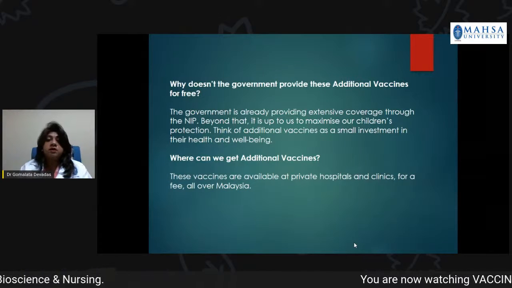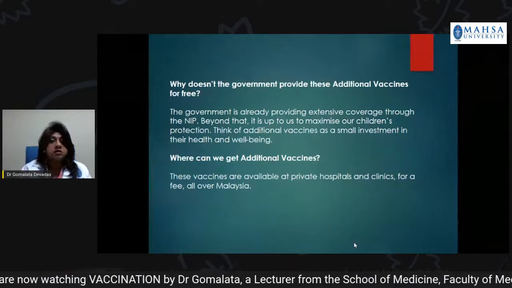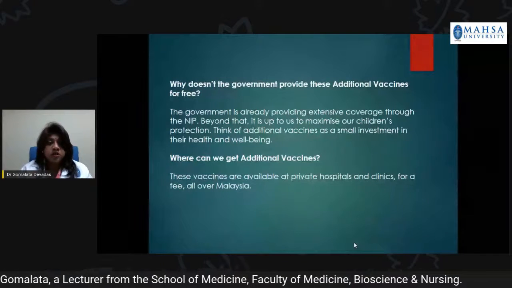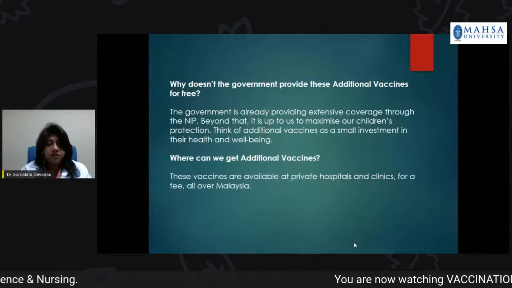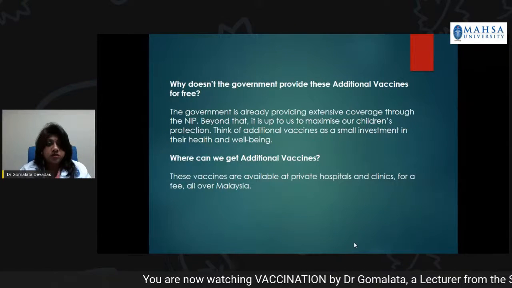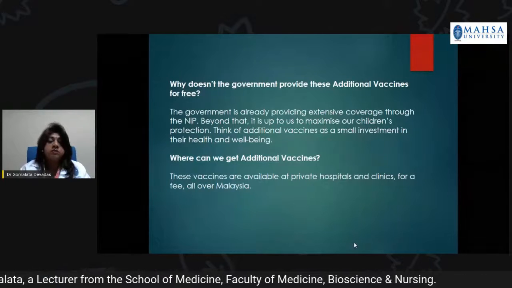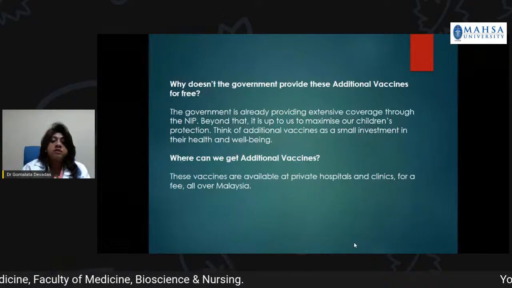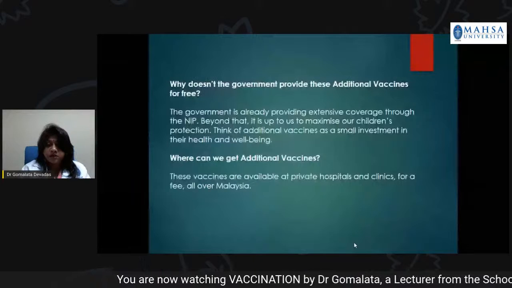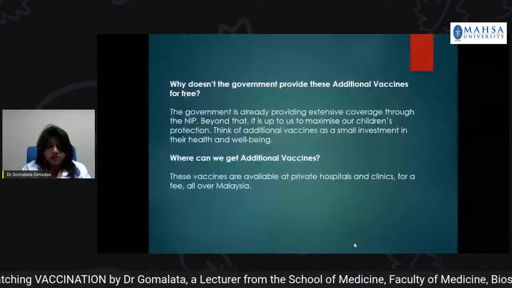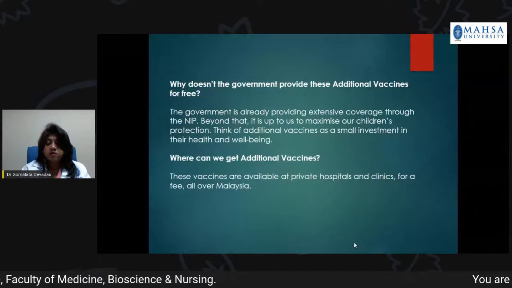Why doesn't the government provide these additional vaccines for free? The government is already providing extensive coverage with the national immunization program. Beyond that, it's up to us to maximize our children's protection. So it is for us to decide to add the vaccines as a small investment in their health and well-being. You may wonder where you can get the vaccines. Vaccines are available at all private hospitals and private clinics for a fee, and at public clinics as well, all over Malaysia. So you can get it done anywhere near your living place.